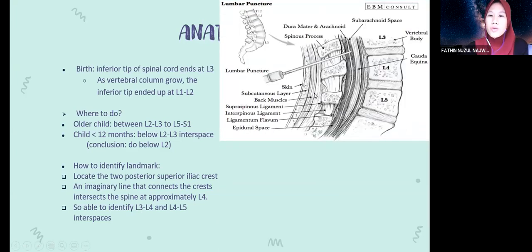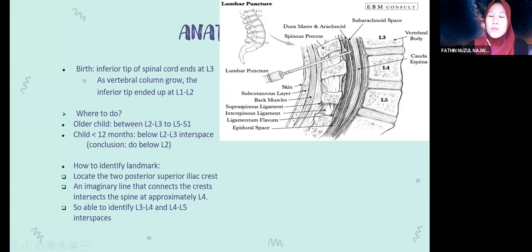Okay, now when we do lumbar puncture, we will come across these three types of ligament: the supraspinous ligament, interspinous ligament, and ligamentum flavum. The interspinous ligament is the ligament that we will go through, and afterward we will come in contact with the ligamentum flavum, which is the thickest ligament. Hence, in lumbar puncture, the clinicians who do the LP can feel a pop as the needle goes through the ligamentum flavum and into the subarachnoid space.